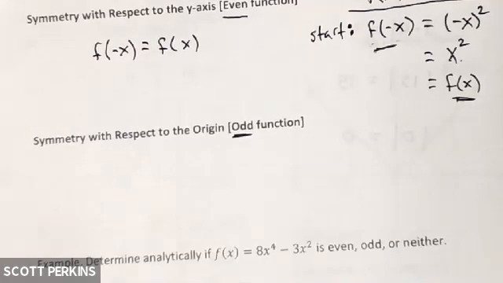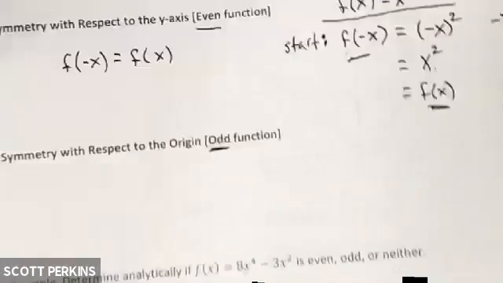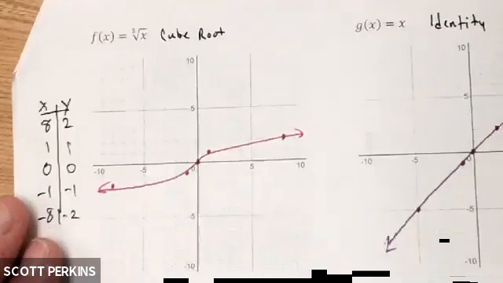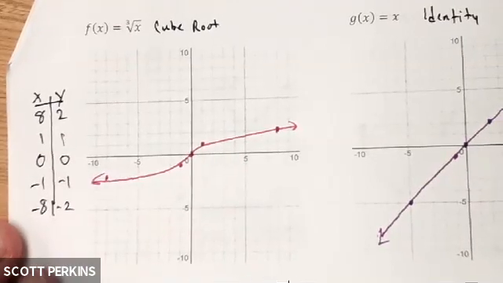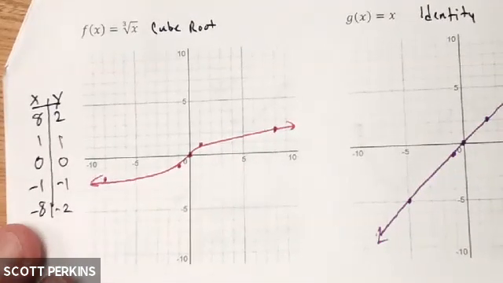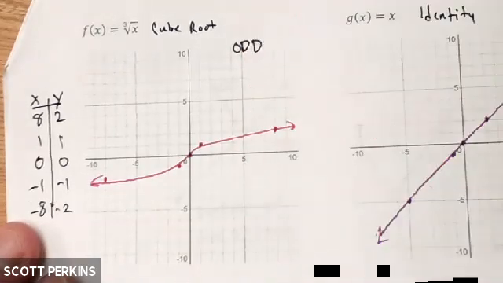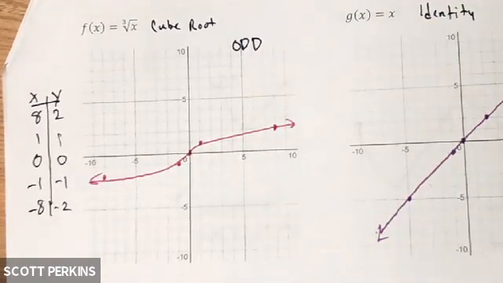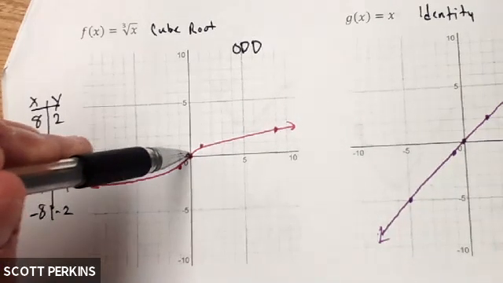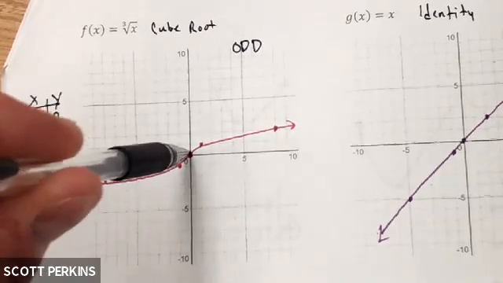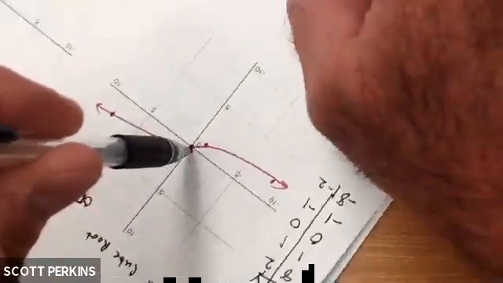Symmetric with respect to the origin means if I put my pen at the origin and I twist the graph all the way 180 degrees, I'm going to get the same graph. So for instance, on page 2, here's my cube root graph. I'm just going to tell you up front, the cube root graph is an odd function. It's symmetric with respect to the origin. And here's why. I'm going to put the tip of my pen, hopefully you can see this, right here at the origin. And now I'm going to spin the graph 180 degrees.